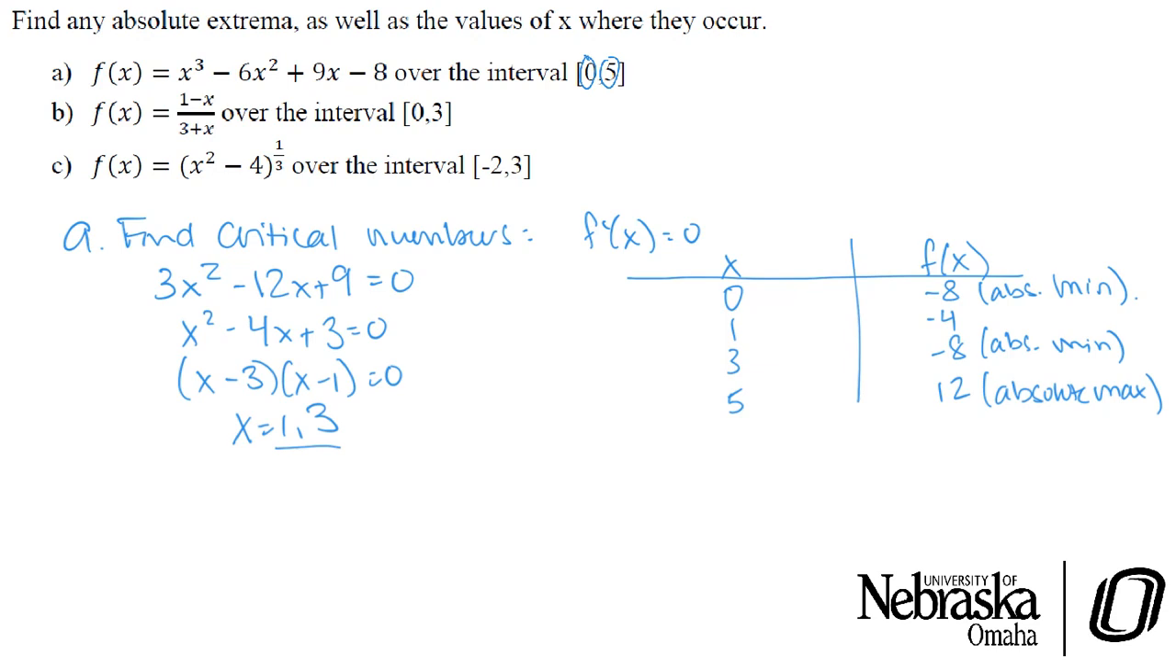All right, we have f of x equals x squared minus 4, all to the 1/3 power, on the interval -2 to 3. Our endpoints are -2, which is already a critical number, and 3. Next example, part B.